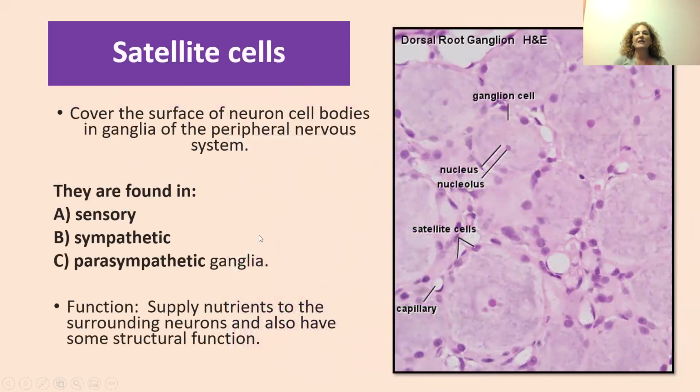Okay, the satellite cells, we're not going to go into very deeply, just to note that they are found around the ganglion. These cells around here are the satellite cells that are found surrounding the ganglia in the PNS. Remember, satellite cells belong to the peripheral nervous system.